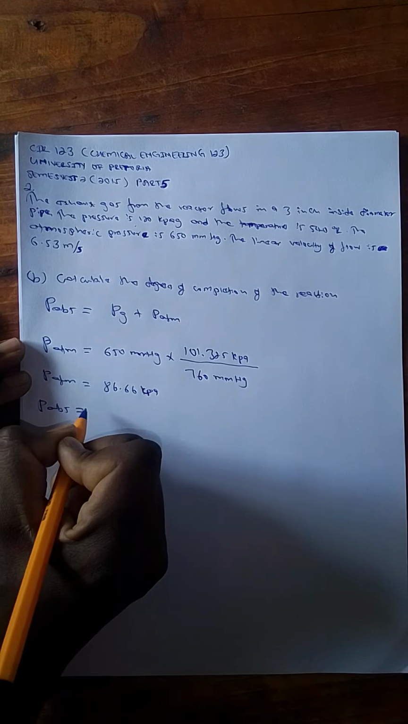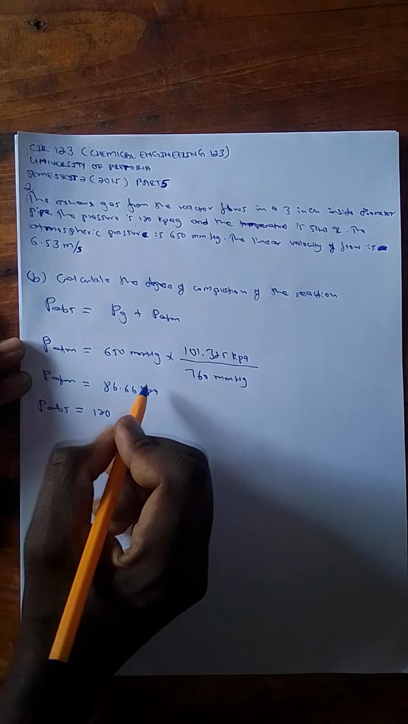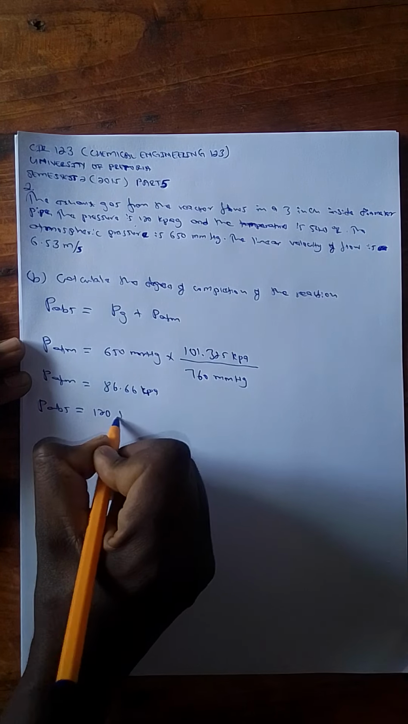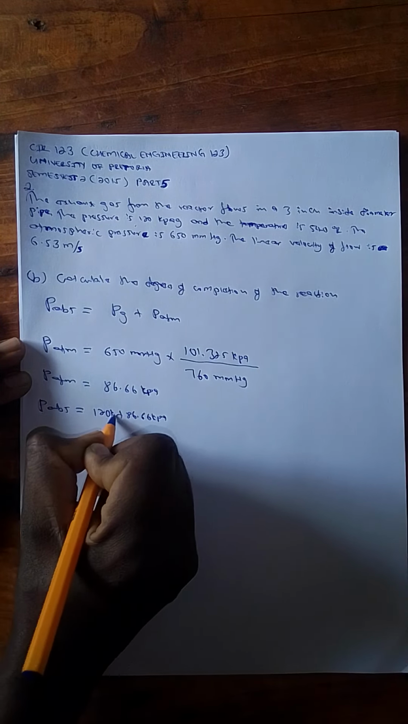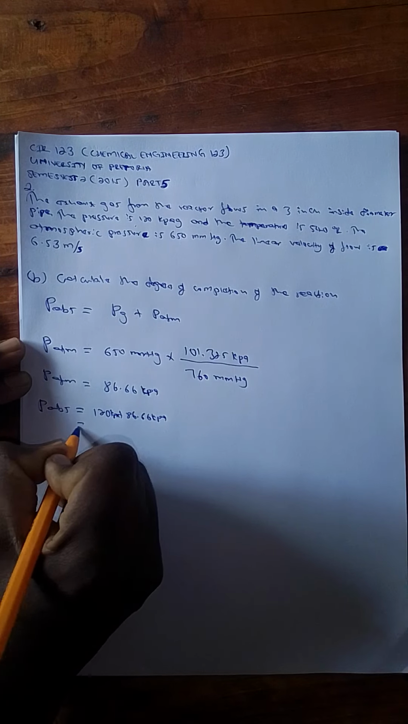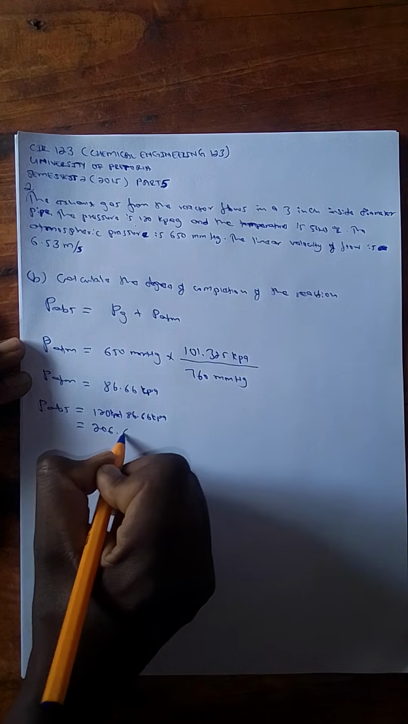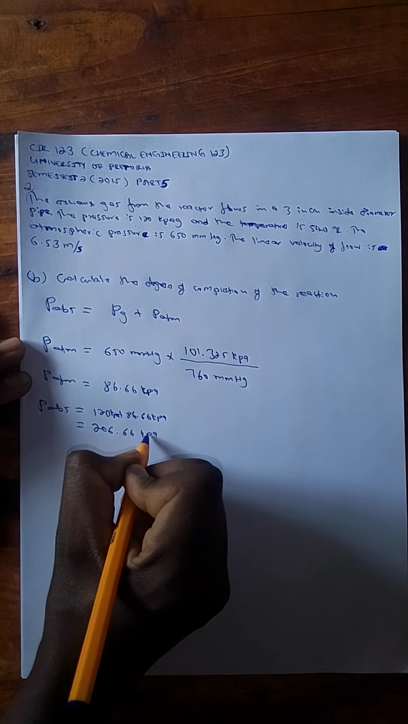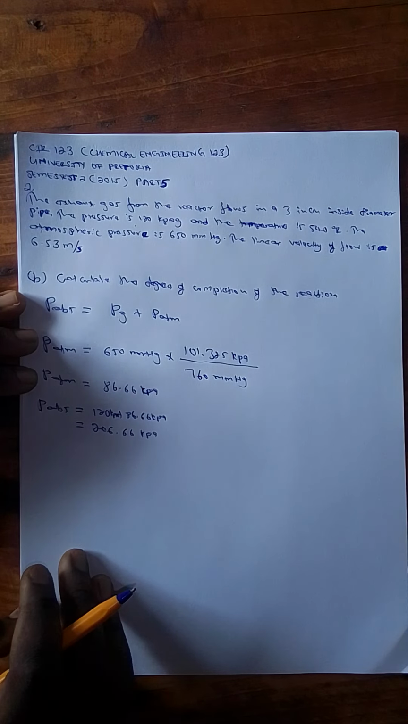Therefore the absolute pressure is equal to 120, which is the gauge pressure, plus 86.66 kilopascals. And if you use your calculator, it gives you 206.66 kilopascals.